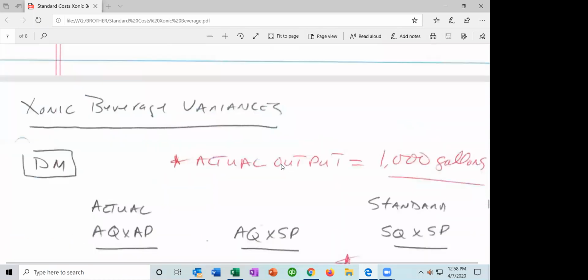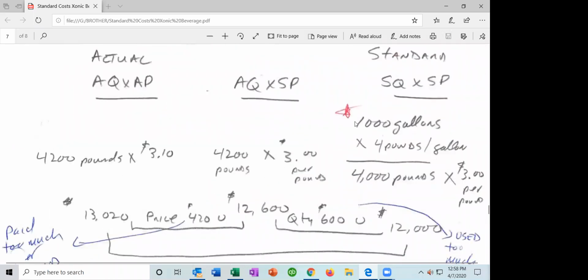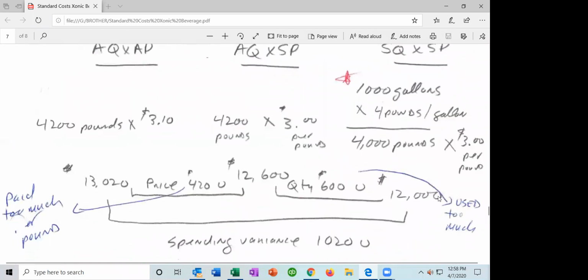Go back to my variance analysis. Again, the actual output was 1,000 gallons. They should have used 4 pounds per gallon from the standard cost card. They should have used 4,000 pounds. Standard price, $3 per pound. They should have spent $12,000 on direct materials. What did they actually spend?